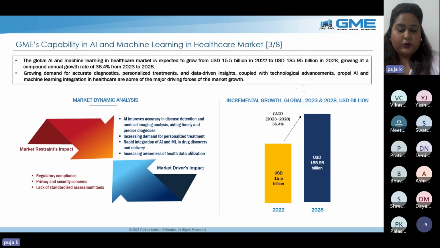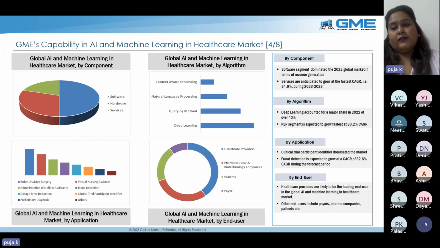We spoke about the overview of this market. When it comes to understanding the deep dive details, we have segmented the entire market based on component, algorithm, or you can say technology, application, as well as end user. When it comes to component, the market is segmented based on software, hardware, and services.